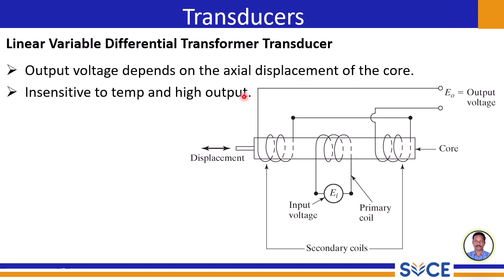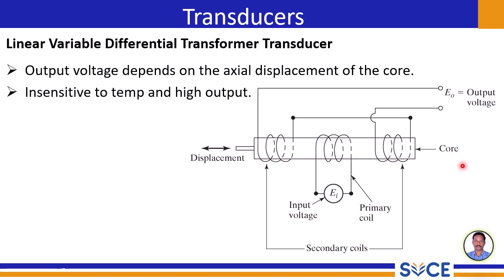This is the construction diagram of LVDT. It consists of 3 coils, a primary coil located in the center and 2 secondary coils positioned symmetrically on either side of the primary coil. These coils are wound around a hollow cylindrical former. A movable ferromagnetic core slides axially within this former.